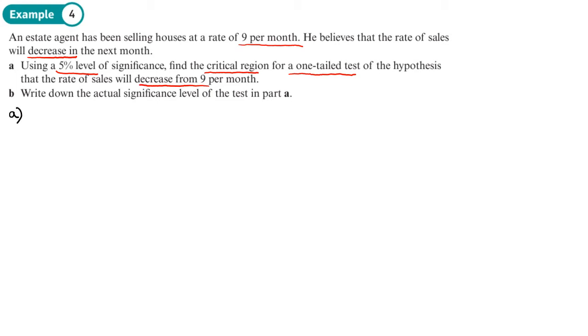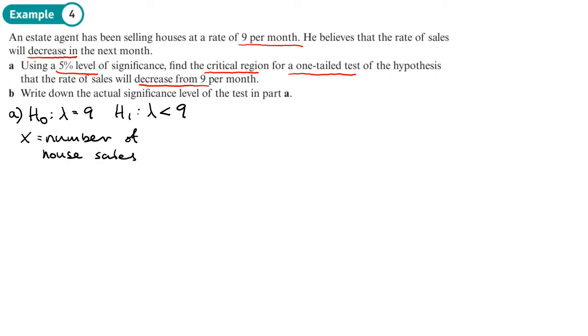Right, so we start off in the same way. What is H0 and what is H1? So H0 is that the rate of sales hasn't changed, it's still 9. H1 is going to be that the rate of sales has decreased, it's less than 9. X is going to be the number of house sales. And X is a Poisson distribution with a rate of 9.